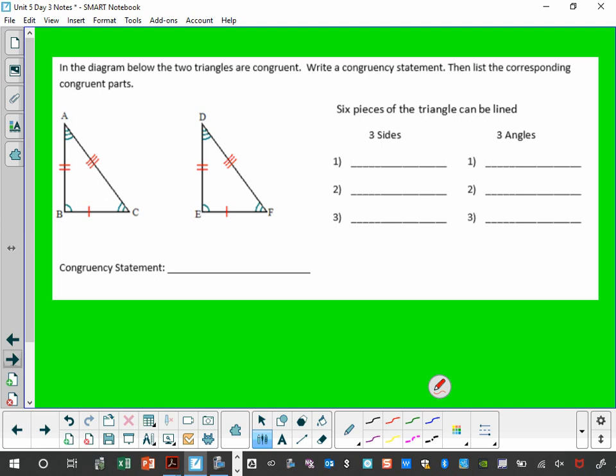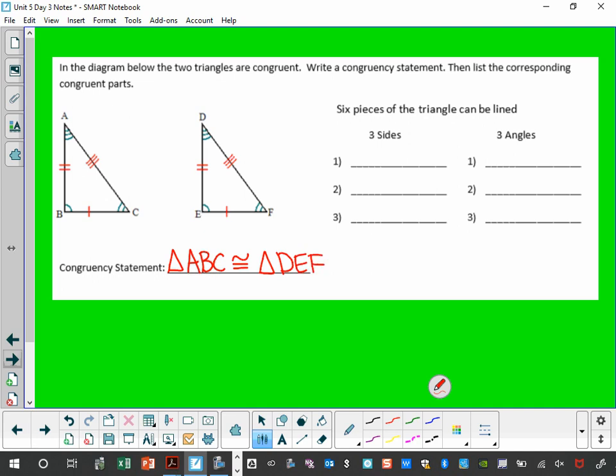If they have the same amount of lines. Yeah, if they have the same amount of hash marks, the same amount of arcs, okay, that means that they are the same. So if I wanted to do a congruency statement, I start with the triangle symbol. And I'm going to say triangle ABC is congruent to what? Triangle DEF.